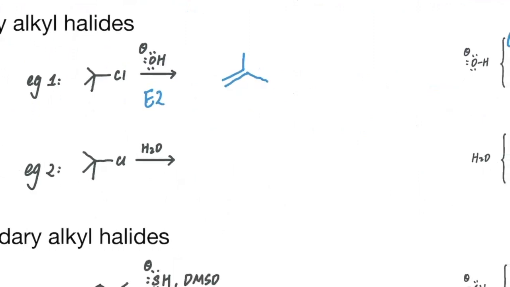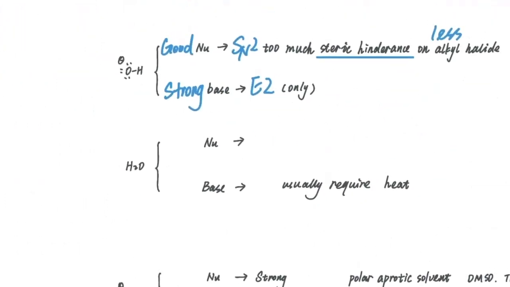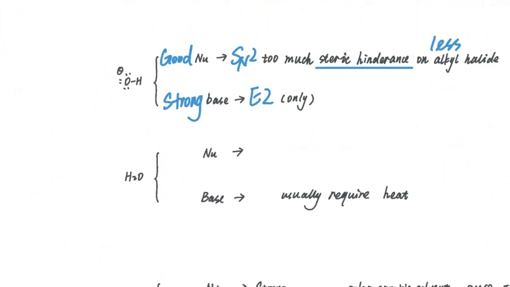However, if we change the strong base and good nucleophile into a weak base, so first, it's going to be a weak nucleophile, also a weak base. So if it's a weak nucleophile, it's going to be SN1. If it's a weak base, it's going to be E1.